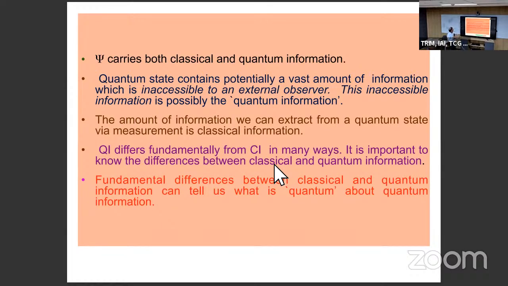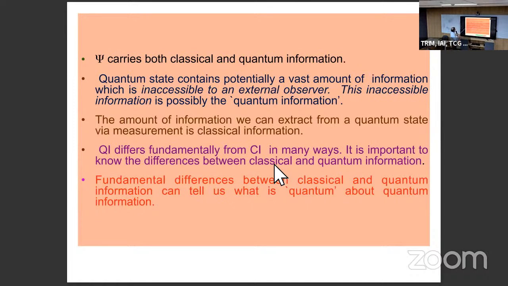When you have a quantum state like psi, it carries both classical and quantum information. As I said, a quantum state like psi potentially contains a vast amount of information which is inaccessible to an external observer, and this inaccessible information is possibly the quantum information. We will try to answer this question in a more formal way later on, but essentially this is the intuition that leads to the notion of quantum information.